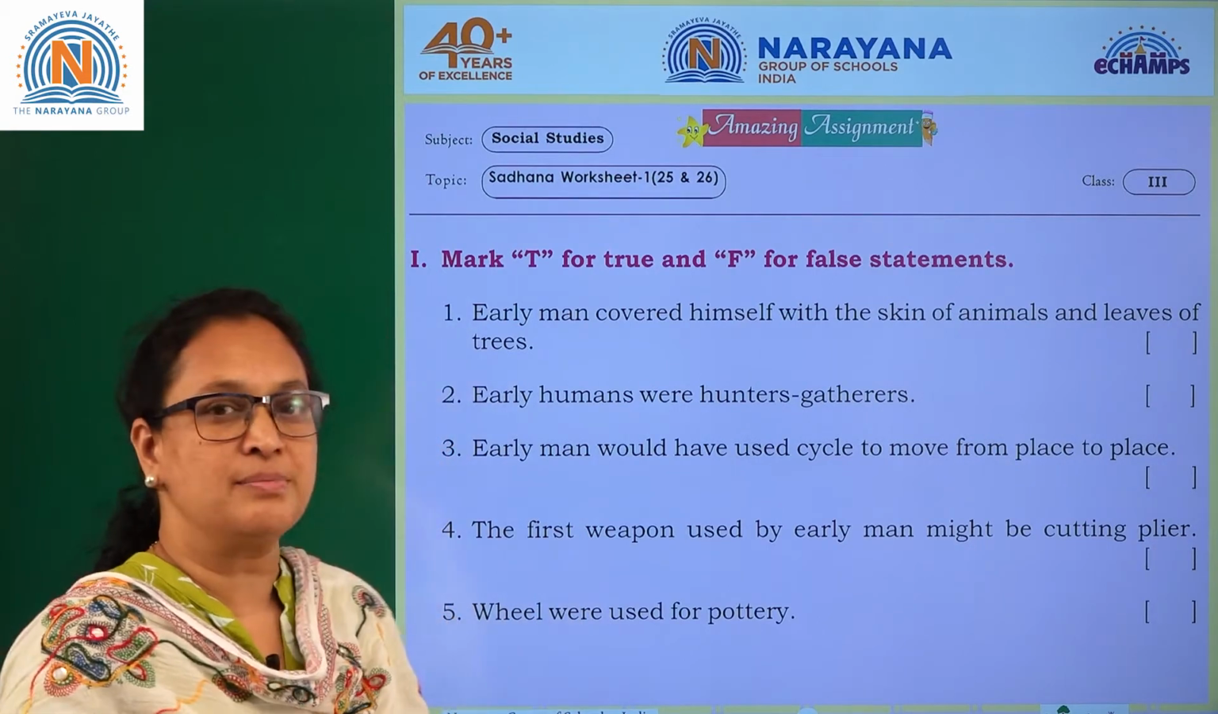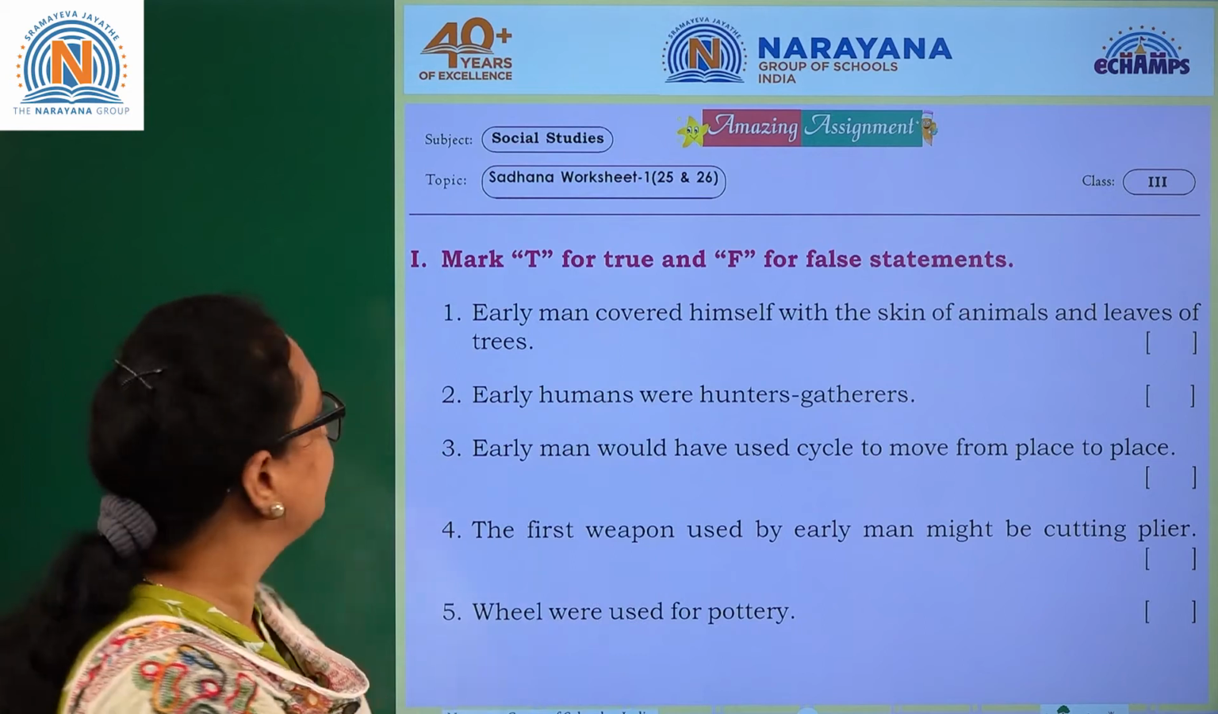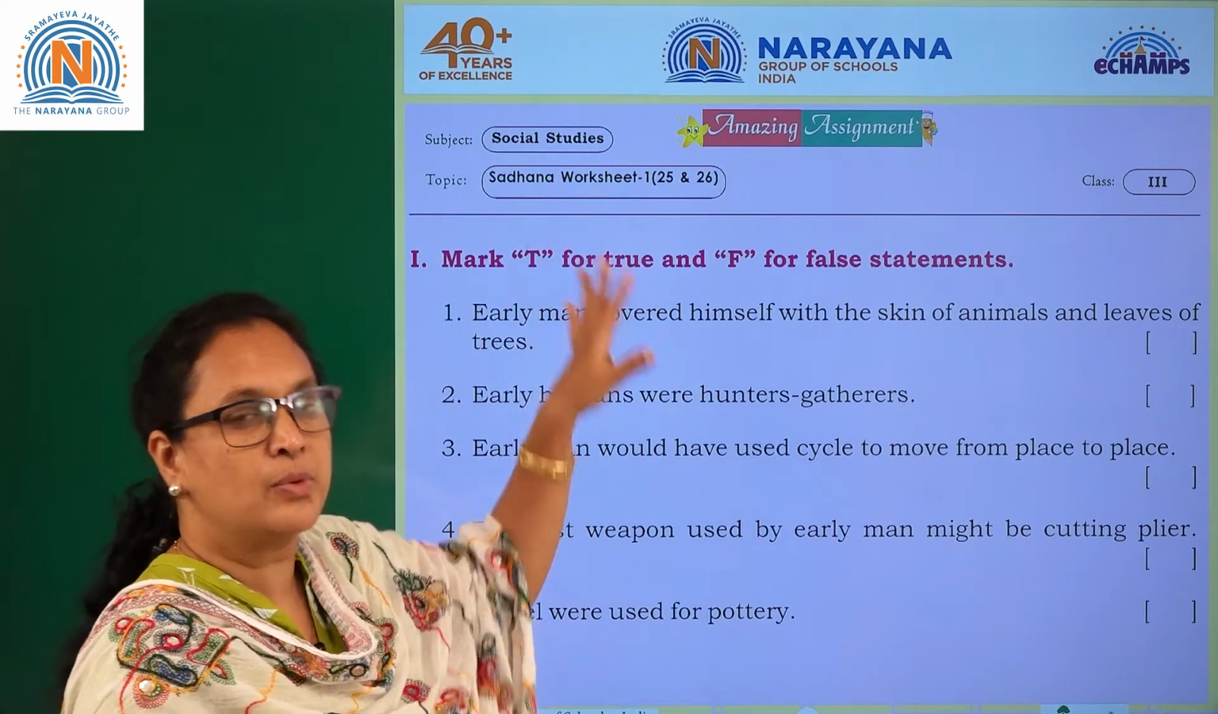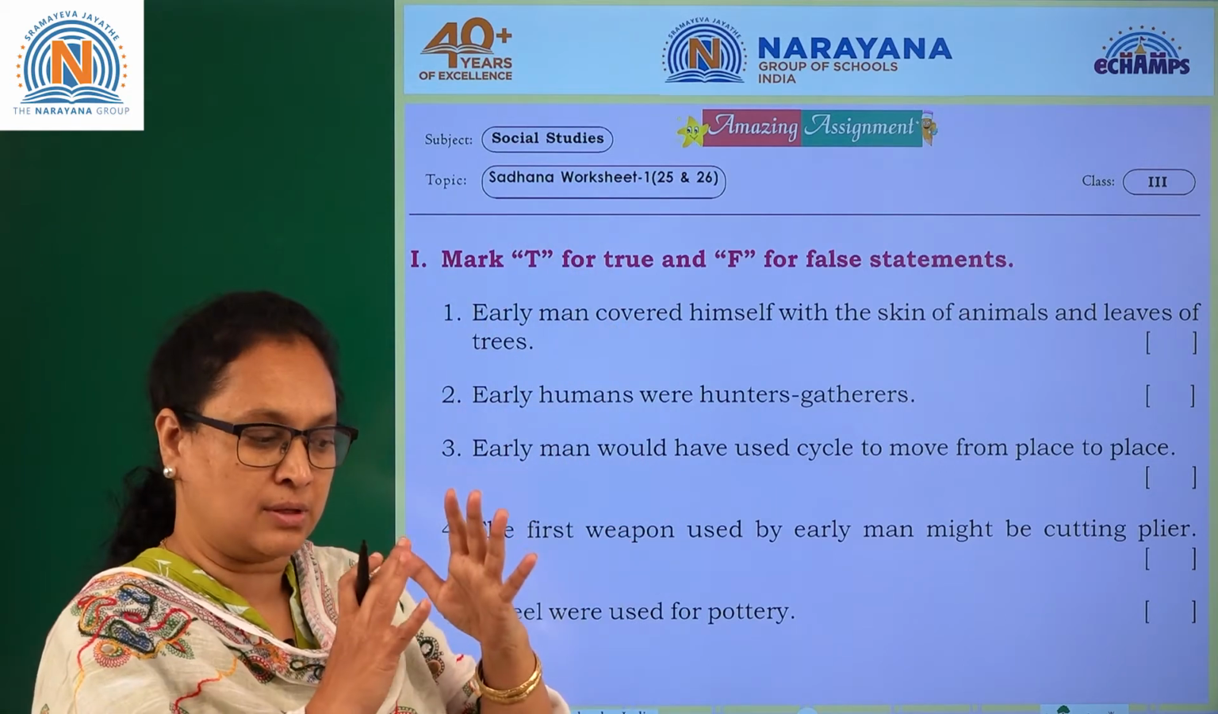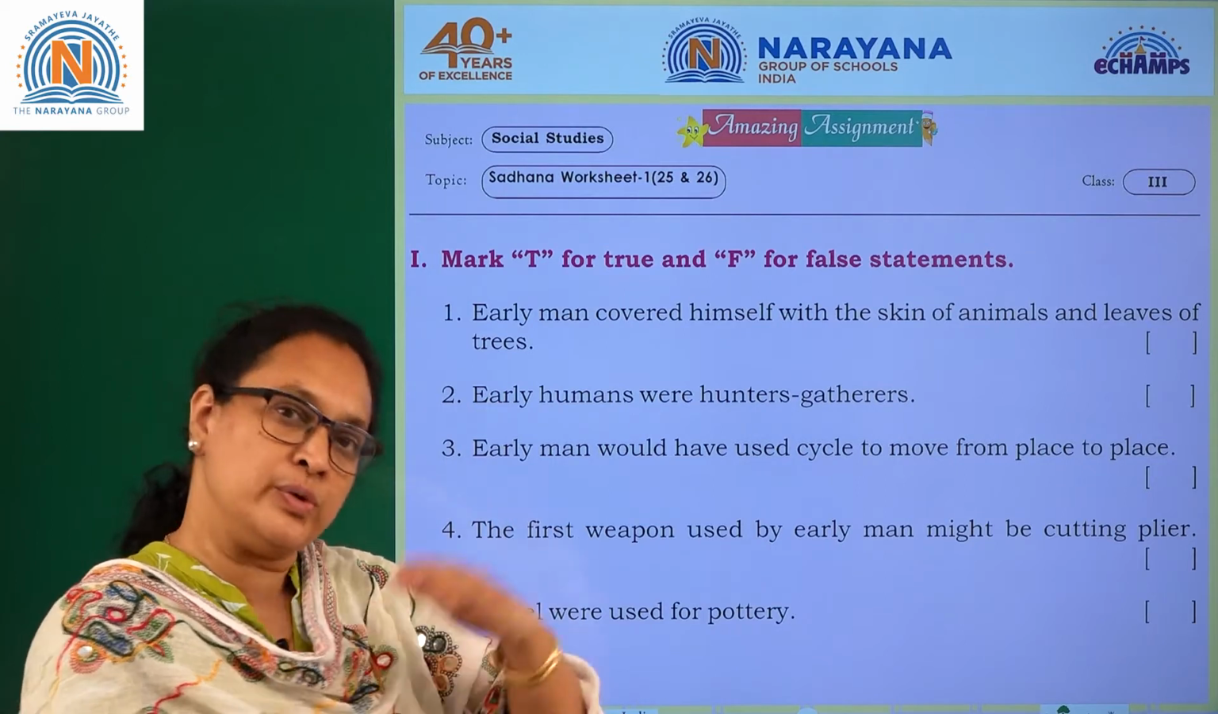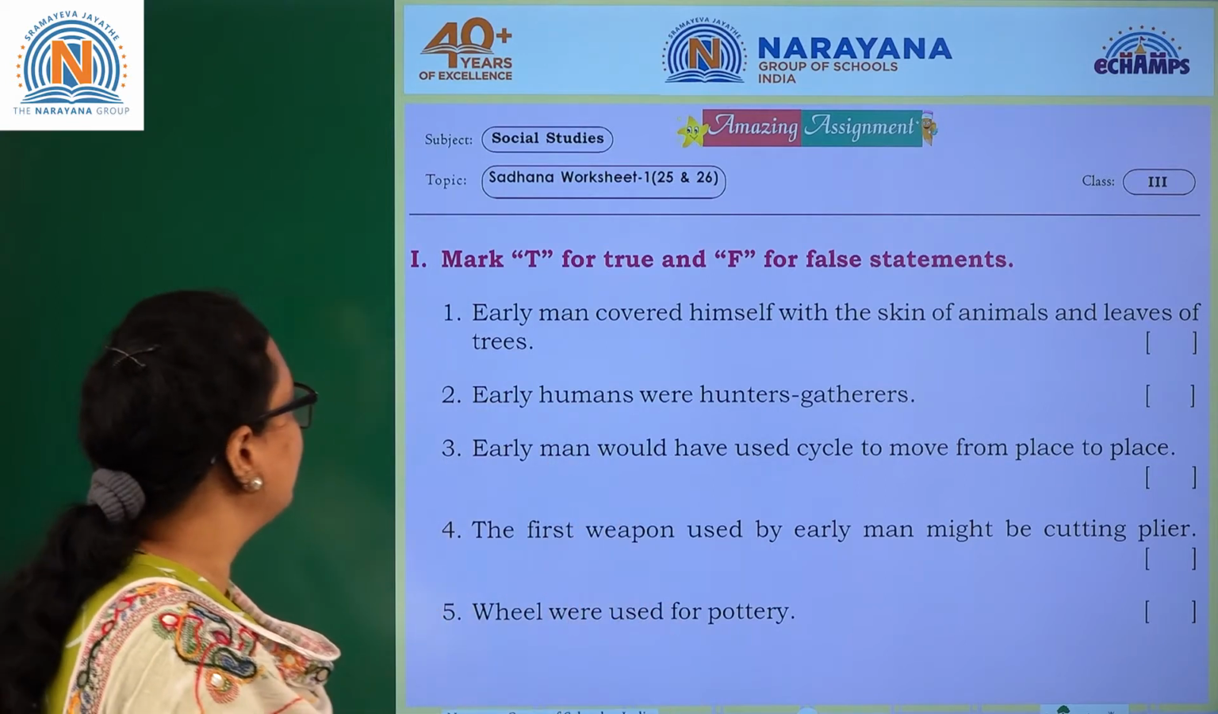We have another set of assignment here, class 3. The topic is Sadhana Worksheet. This is all about worksheet 1, whatever the assignments and exercises you have in your worksheet, we are just going to do here. So let me read for you.